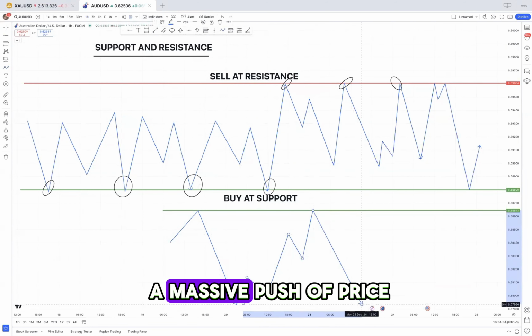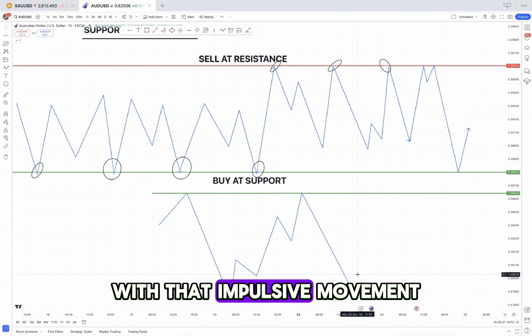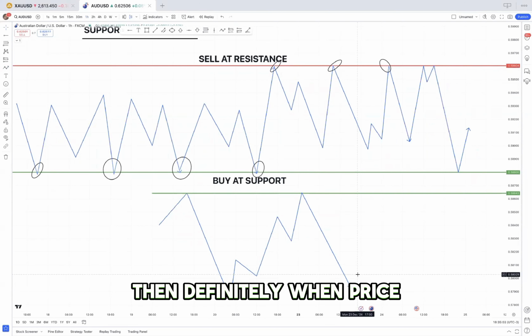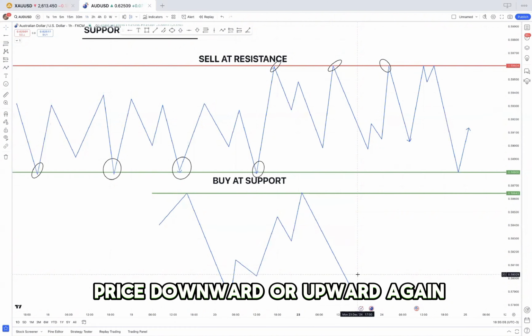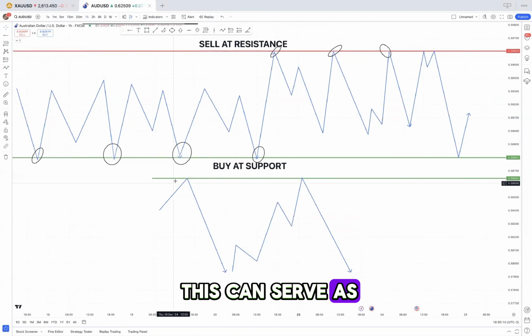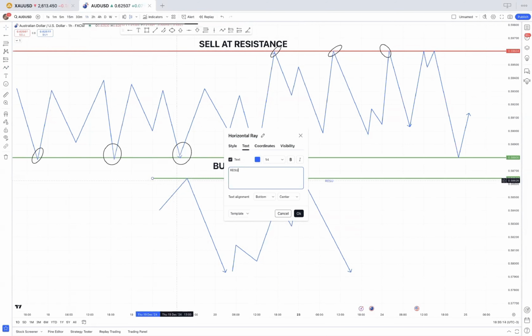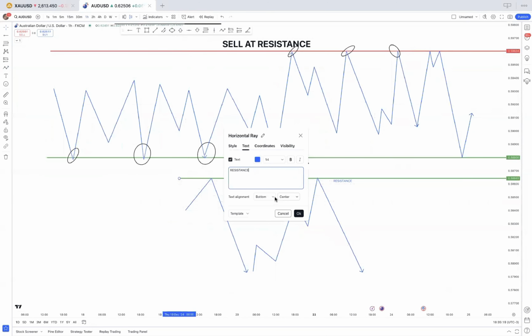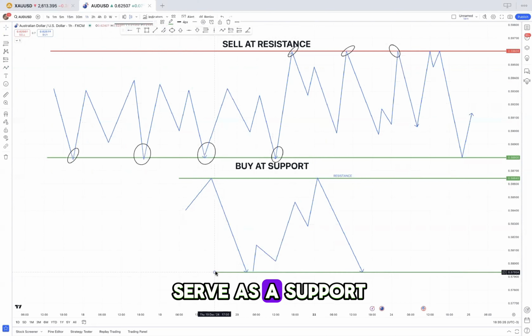So if you have a massive push of price, you can also map that area that caused that impulsive push, because if it can push price downward with that impulsive movement, then definitely when price comes back to that point, it can push price downward or upward again, just like this. So this can serve as a resistance, and also this can serve as a support.